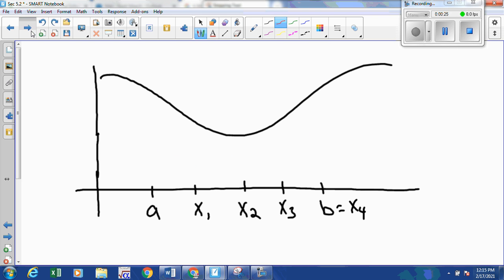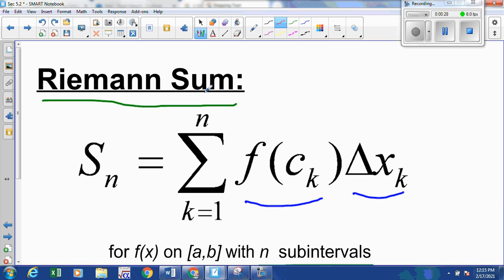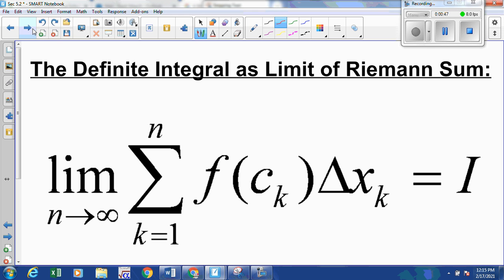We were talking about our Riemann sum, which is this f of ck, which was the height of each rectangle, and this delta xk, which was the width of each rectangle. So we were finding the area under the curve with n subintervals or n rectangles. That's our Riemann sum. And then we looked at the limit of that Riemann sum as n goes to infinity, and we defined that limit as I, our definite integral.